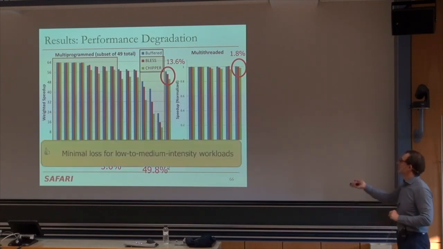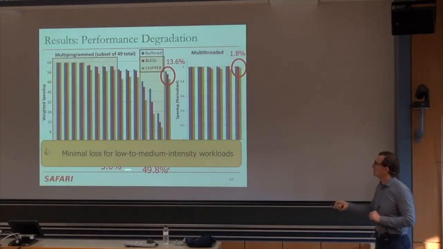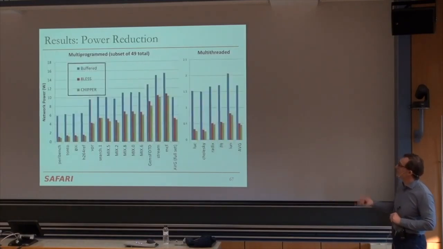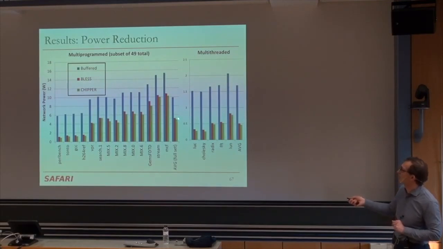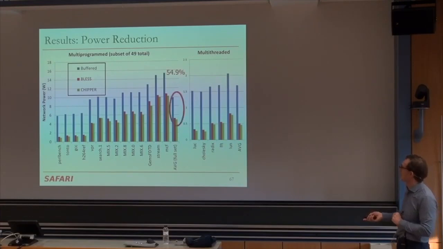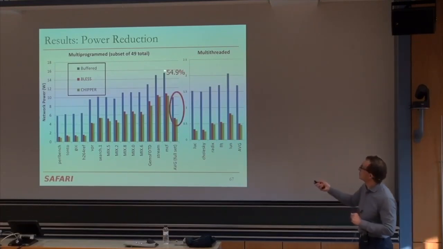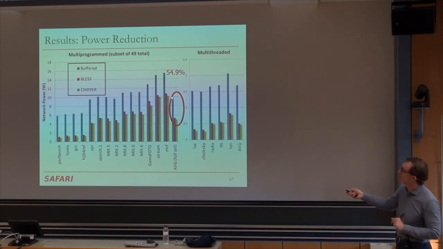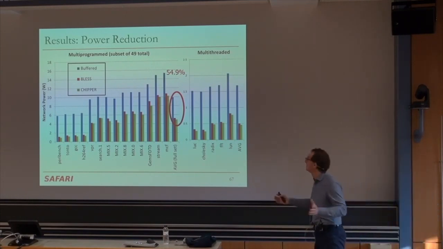Okay, and multi-threaded workloads, these are workloads that are multi-threaded, so they don't exercise the network a lot, as we expected. So you get minimal loss for low to medium intensity workloads. So let's take a look at power reduction. This is power for buffered, BLESS, and CHIPPER. CHIPPER is actually much more power efficient than BLESS because router power is reduced compared to BLESS. So the power reduction is about 55%, even on workloads where you lose performance a lot. So you basically get a lot of power reduction. This is very good for power in general.